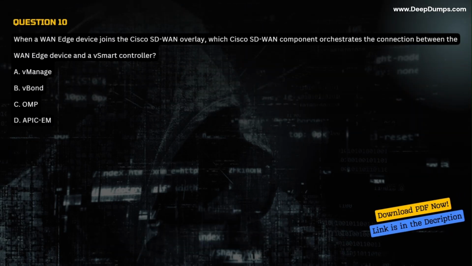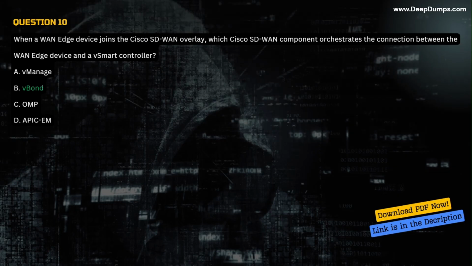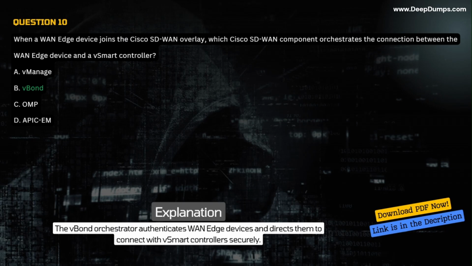Question 10. When a WAN edge device joins the Cisco SD-WAN overlay, which Cisco SD-WAN component orchestrates the connection between the WAN edge device and a vSmart controller? A. vManage. B. vBond. C. OMP. D. APIC-EM. Correct answer B. vBond. Explanation. The vBond orchestrator authenticates WAN edge devices and directs them to connect with vSmart controllers securely.